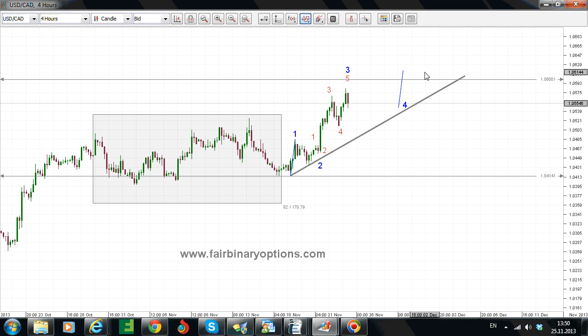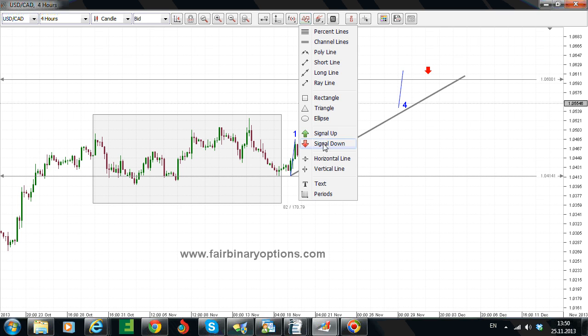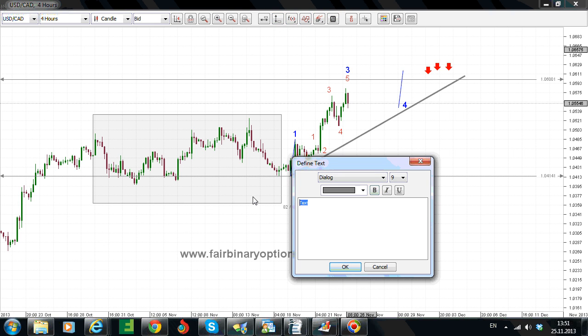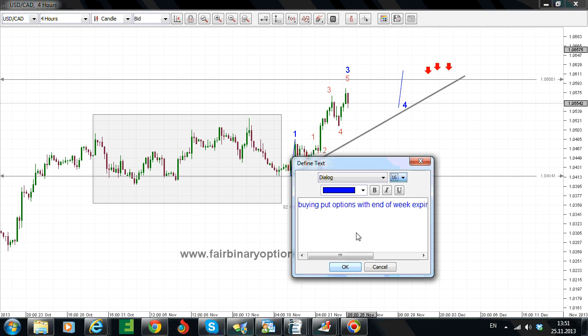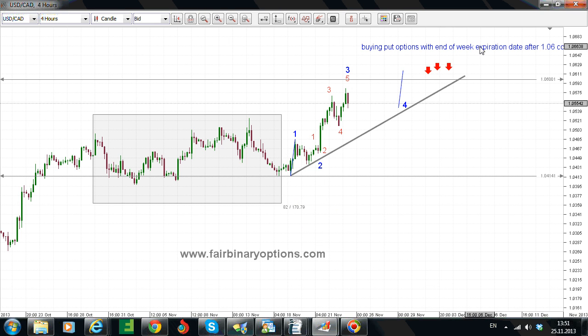Anyways, after 106 comes, the impulsive move will be most likely done. The whole ABCX is most likely done, and therefore buying put options with end of week expiration date after 106 comes is our strategy, and this is the plan for trading binary options based on the US dollar Canadian dollar, and the extensions and the rules applied to this impulsive move on the 4-hour chart.